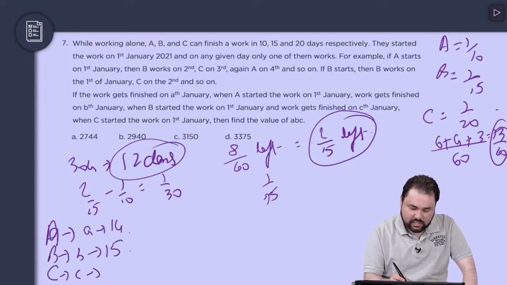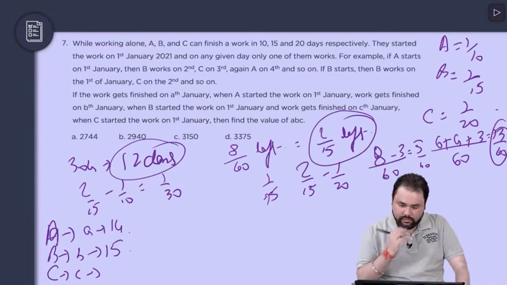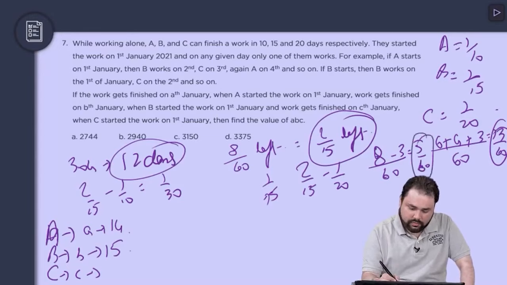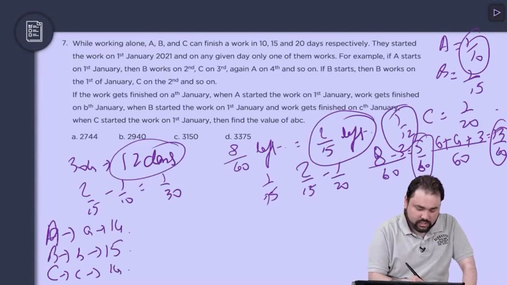Now when C starts, 12 days gone, we've got how much? 2/15 left. C does 1/20th. So 2/15th minus 1/20th, which is how much? It's like 60. So 4 2s are 8, 3, 5 by 60, which is 1/12 is left. 1/12 is left. So after C, A comes, A can do 1 by 10, 1/12 was left. So that means A will finish 1 by 12 on that day. So the next day itself, that means the 14th day it will be done.